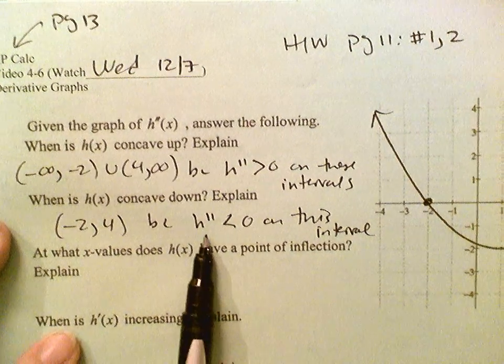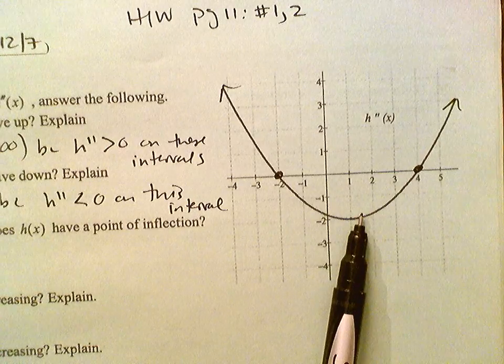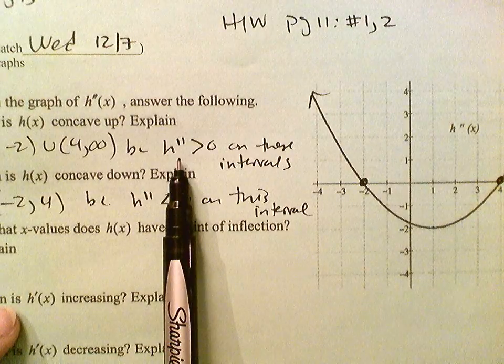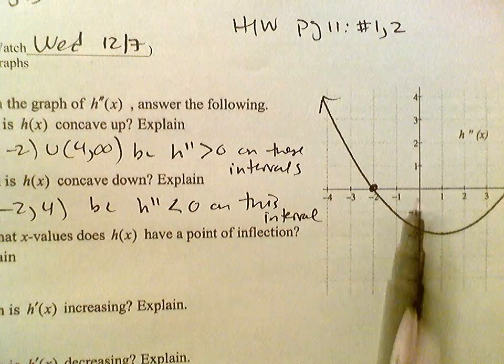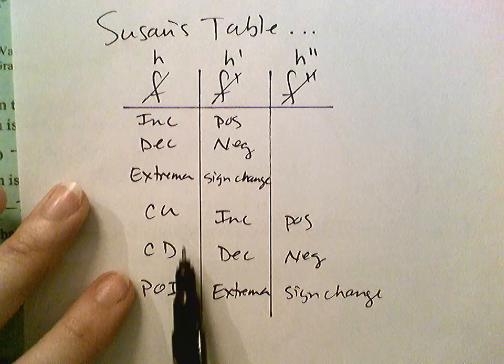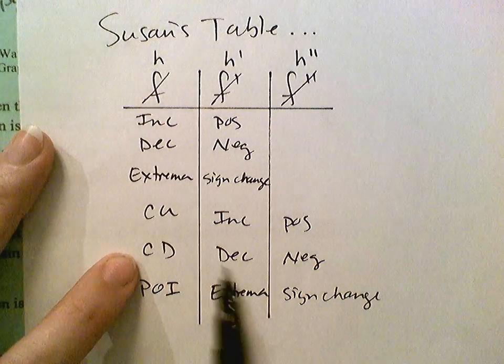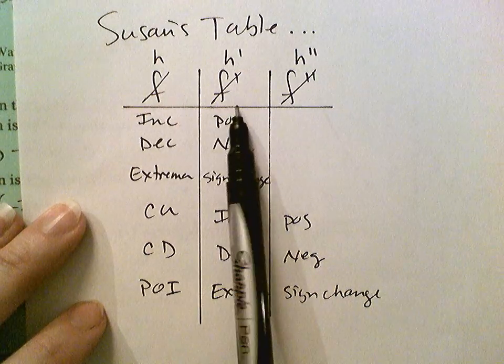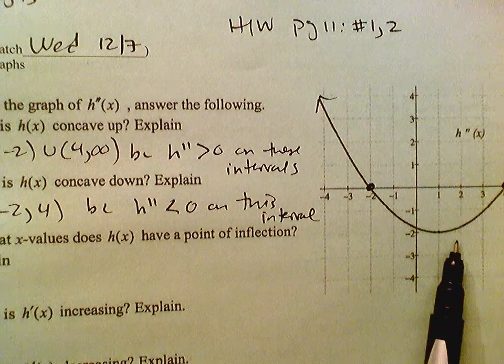Okay, it's important, guys, that the explanation you're using references the information that you're given. So we're given h double prime, so we're using h double prime in our explanation. We wouldn't want to say, for h to be concave down, we could also say, oh, h prime is decreasing, but you wouldn't want to reference h prime because we're dealing with the graph of h double prime.